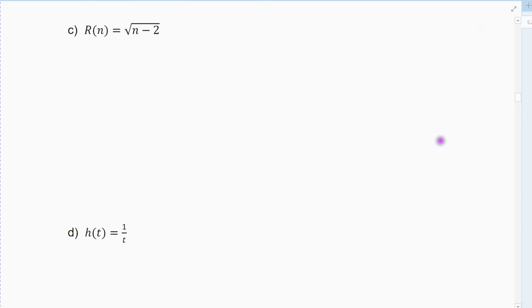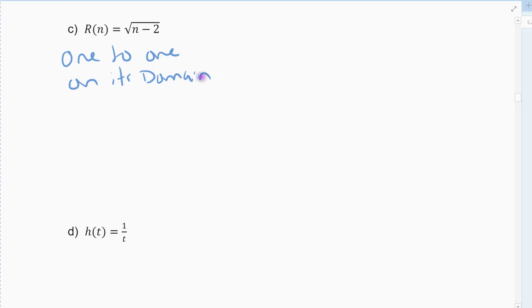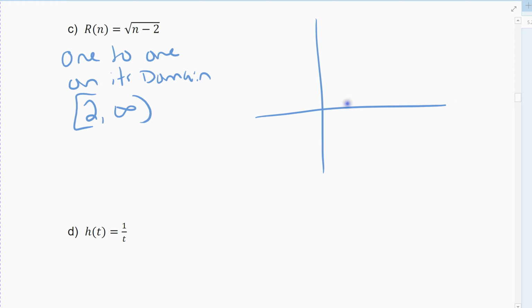Alright, next example. So this is the square root function, where I've shifted to the right 2 units. And so yes, it's 1 to 1 on its domain, which would be 2 to infinity. Now if you graphed it, it's been shifted over 2 units. That square root function is shifted over to the point (2, 0), and then it's a square root function. So there's r of n.